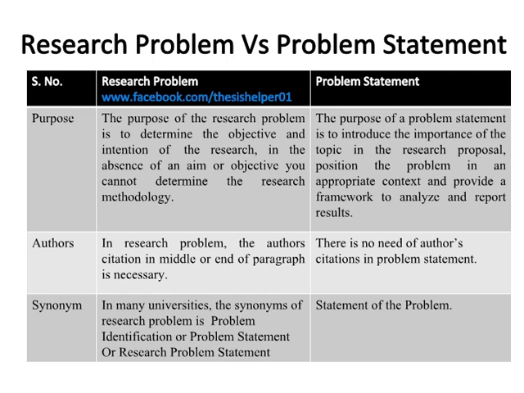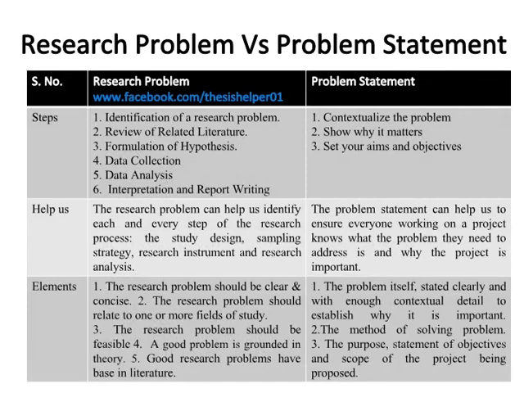In many universities, the synonyms of research problem are problem identification, problem statement, or research problem statement, while the synonym of problem statement is statement of problem. The research problem is the first step in the research process, while the problem statement is not the first step in the research process. The problem statement has three separate steps to write it clearly and effectively. The first step is to contextualize the problem, the second step is to show why it matters, and the third step is to set your aims and objectives.